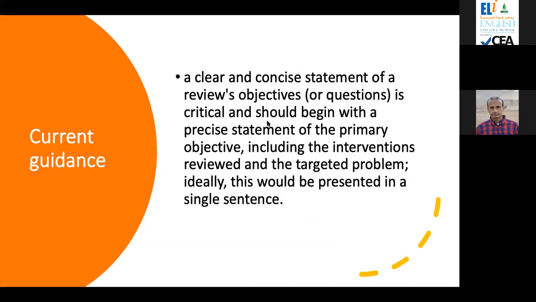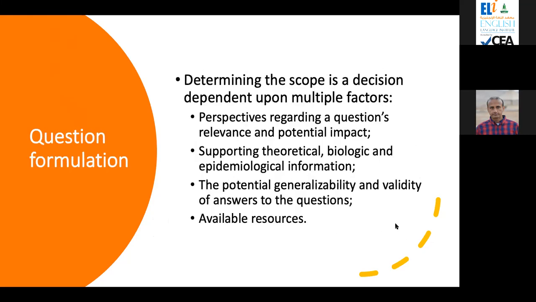Now there are some tips or guidance points we can see. A clear and concise statement of the review's objectives or questions is critical, as we have already highlighted, and it should begin with a precise statement of the primary objective, including the interventions reviewed and the targeted problems. Ideally this would be presented in a single sentence, like 'this review aims to', and after that we can write down one single sentence on what the aim of this particular review would be.